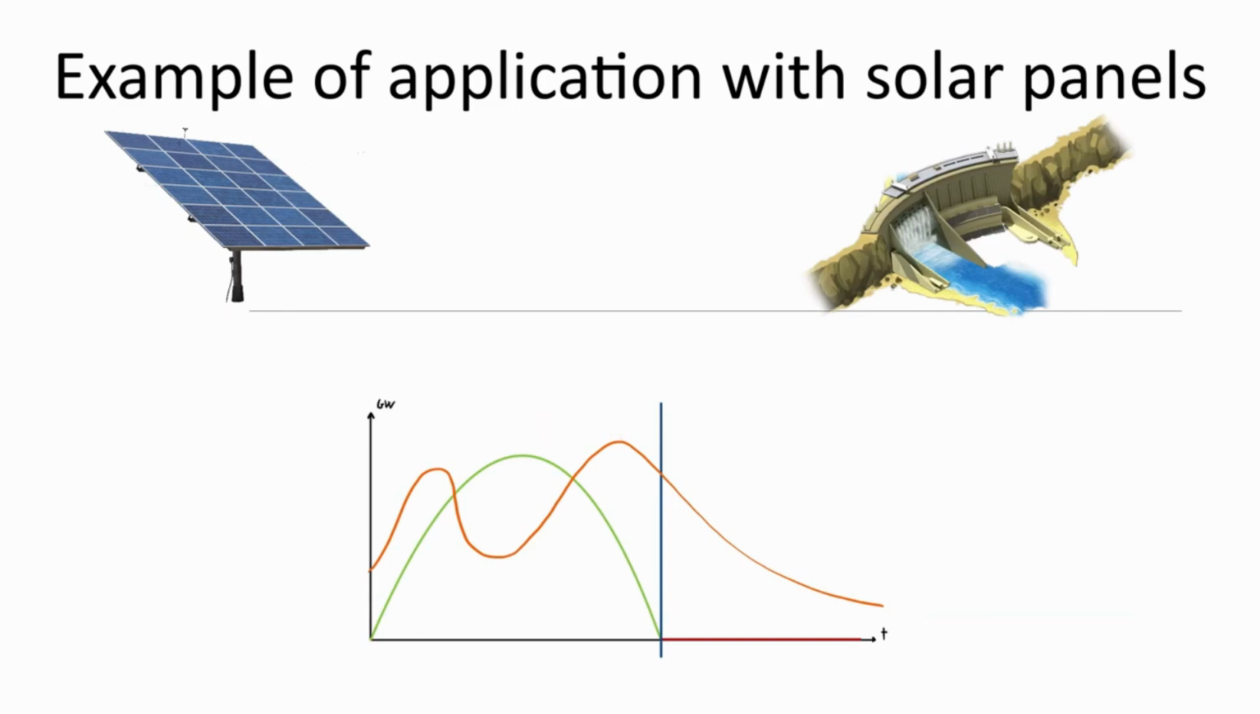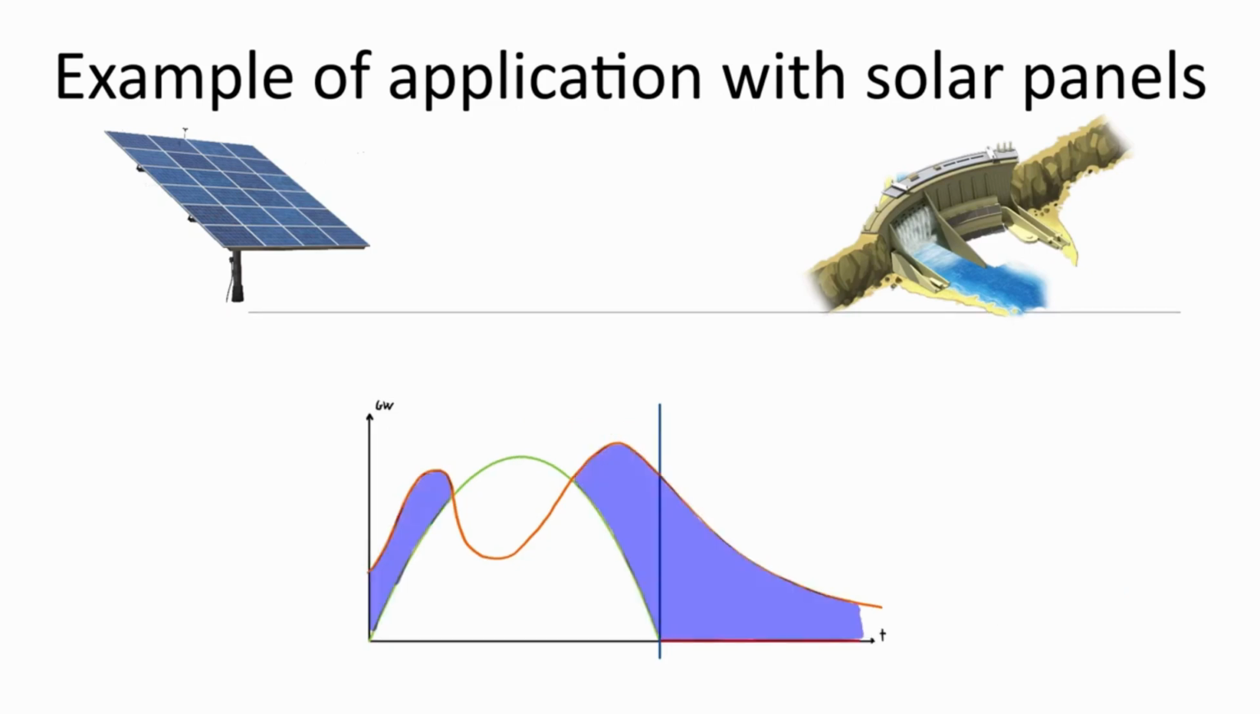So we have to match the curve of demand and offer by regulating the power of the generators using smart sensors. With green we have the solar power, and in blue the hydroelectric power.